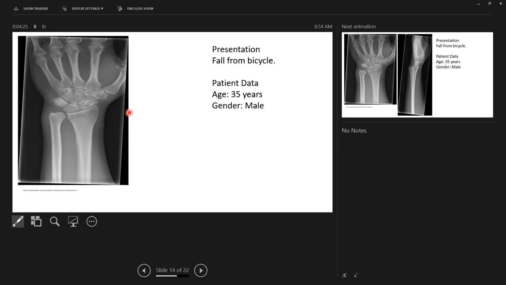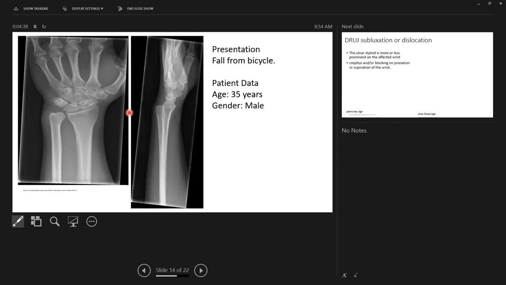So what happened to this patient? What is worth for us to discuss about this? When you look at the wrist, don't forget the radioulnar joint. This patient doesn't have a fracture, but this patient has a dislocation.